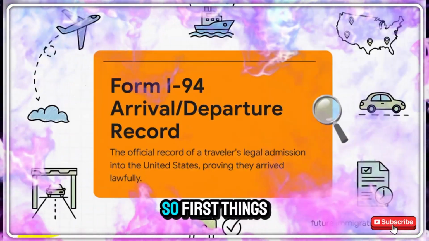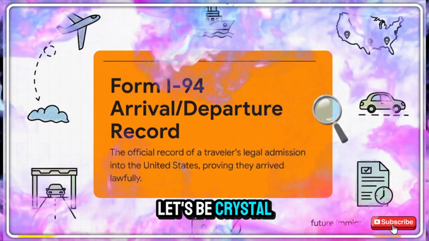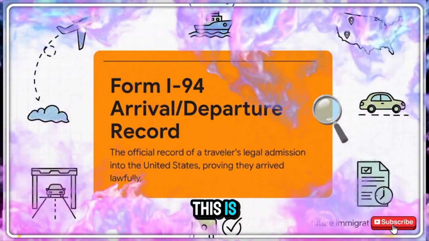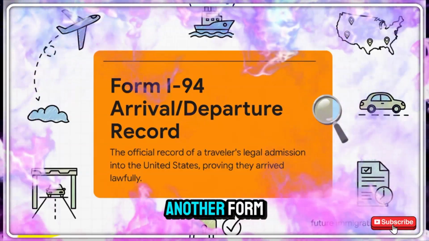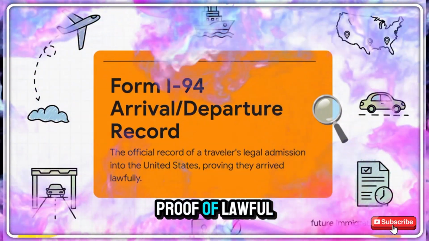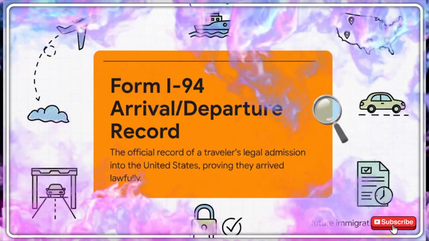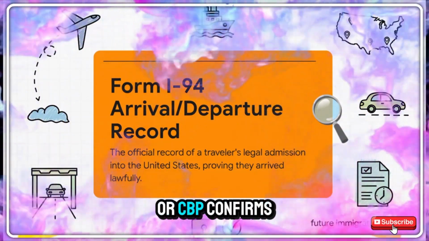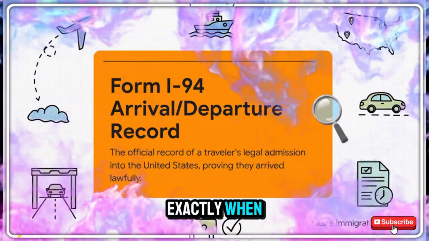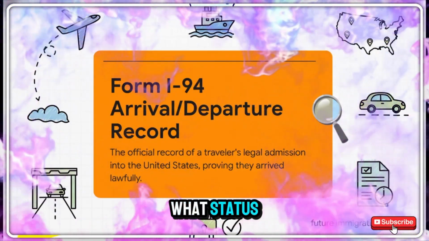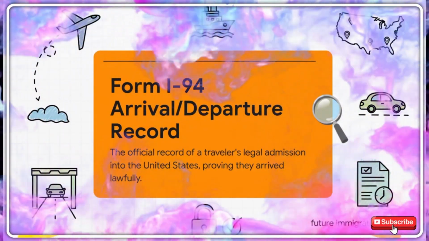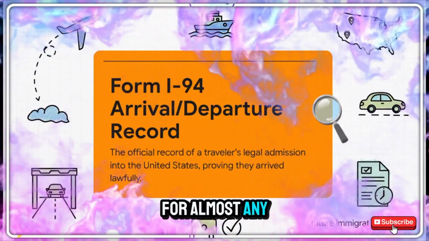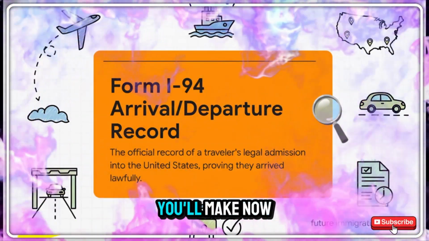So first things first, let's be crystal clear on what this is. The I-94 isn't just another form. It's your official proof of lawful admission. This digital record, which is issued by Customs and Border Protection, or CBP, confirms exactly when, where, and under what status you were admitted into the country. It's really the foundation for almost any future immigration application you'll make.